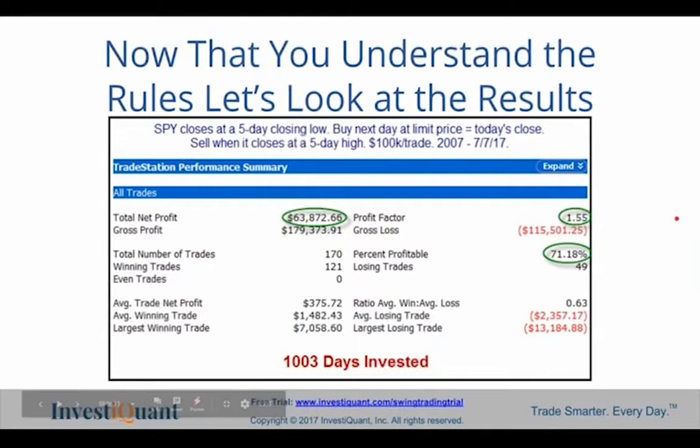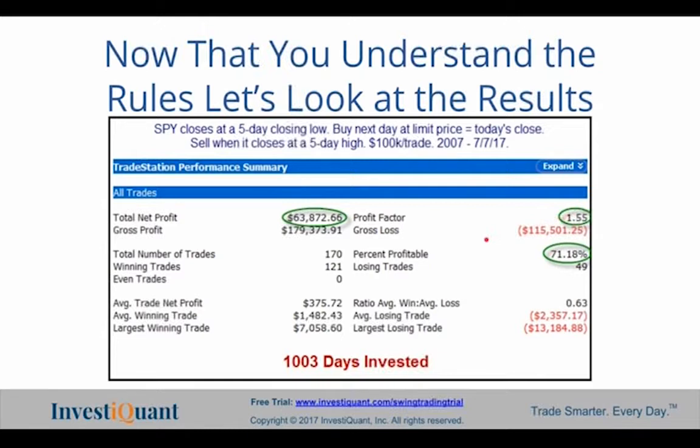So over the period of 2007 until now, this very simple system that's looking to buy after 5-day lows and sell into 5-day highs would have been profitable about 71% of the time on 170 trades. Profit factor is something I'll refer back to later, but as an explanation, it's a metric that system traders use, and all it's doing is dividing the gross profits, in this case 179,000, by the gross losses, 115,000, for a number of 1.55.